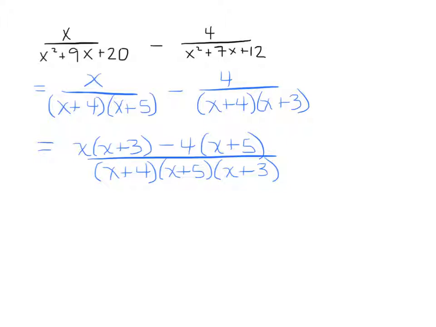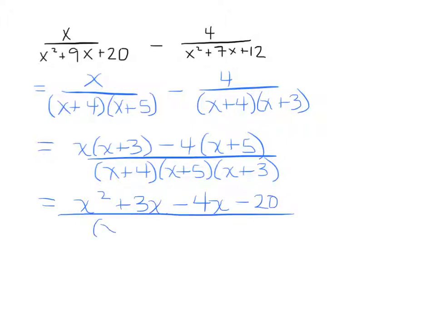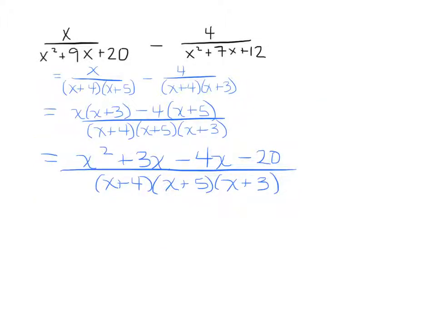All right, so the next step is simplify the numerator. We'll go x times x is x squared, x times 3 is 3x, negative 4 times x, and negative 4 times 5. And I'll rewrite that whole denominator. Simplify the numerator. X squared minus x minus 20.